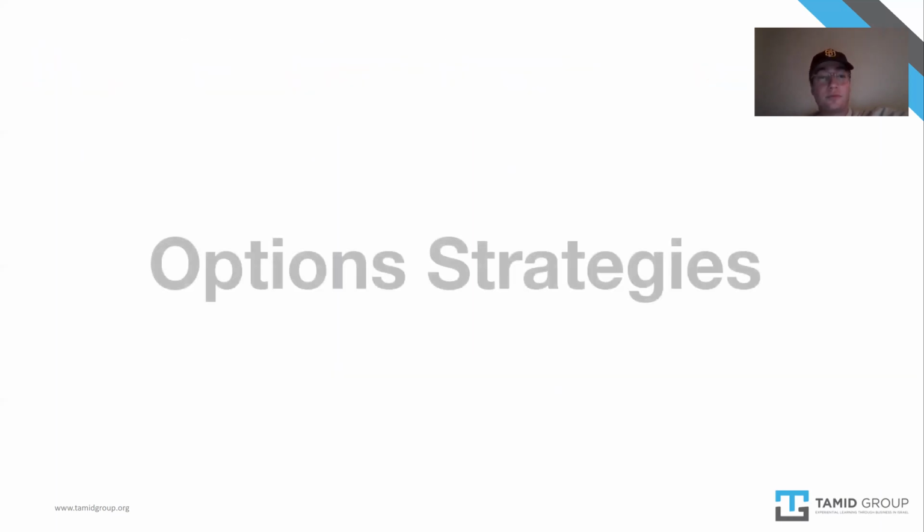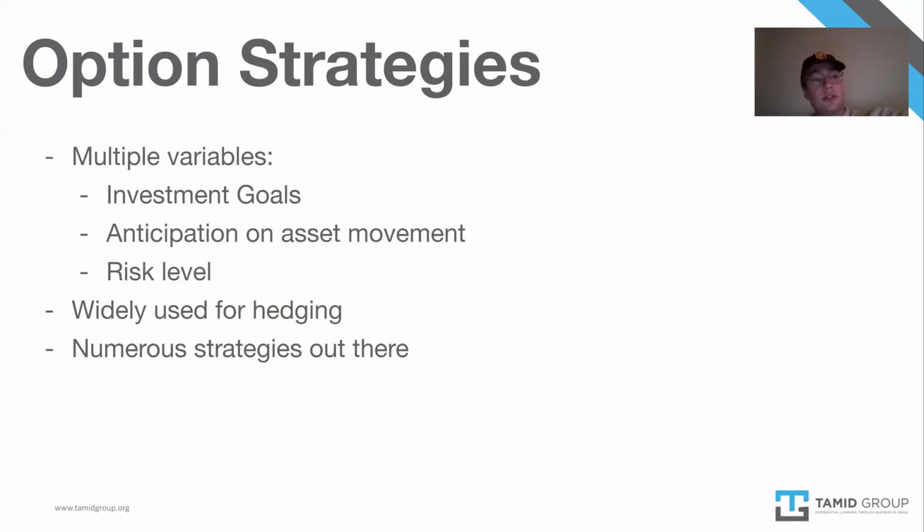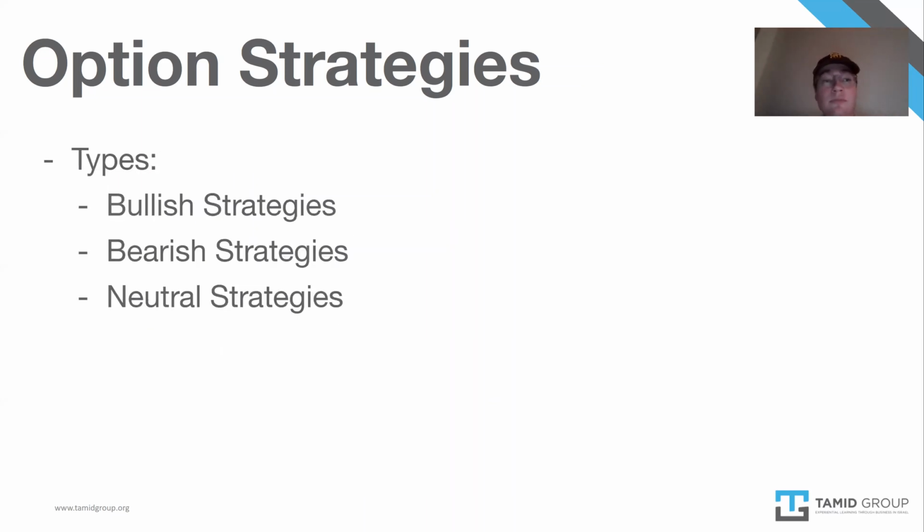All right, so now I'll get into the different types of option strategies. There are multiple variables in options, like investment goals, anticipation on asset movement, and risk level. Options are widely used for hedging your portfolio, to mitigate risk. And there are numerous strategies out there when buying options in order to maximize the gains or whatever you're trying to accomplish with the investment.